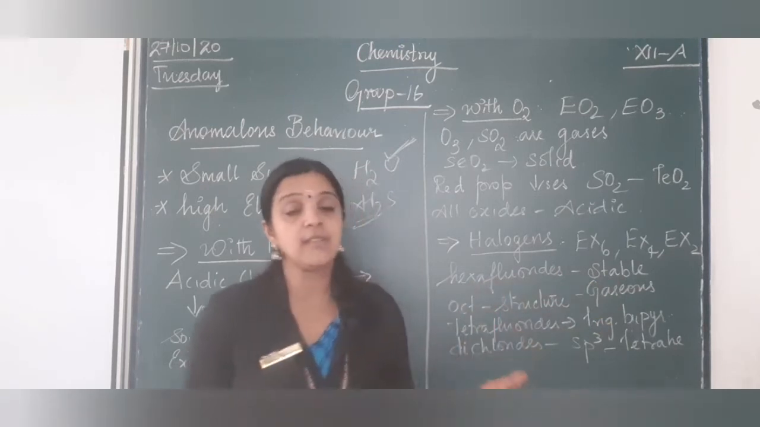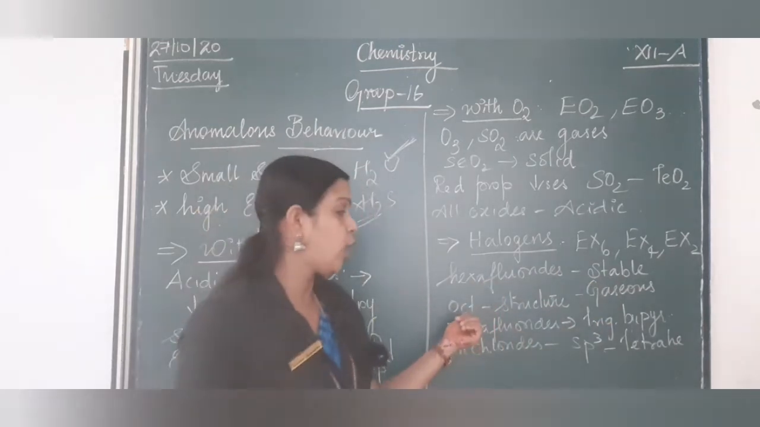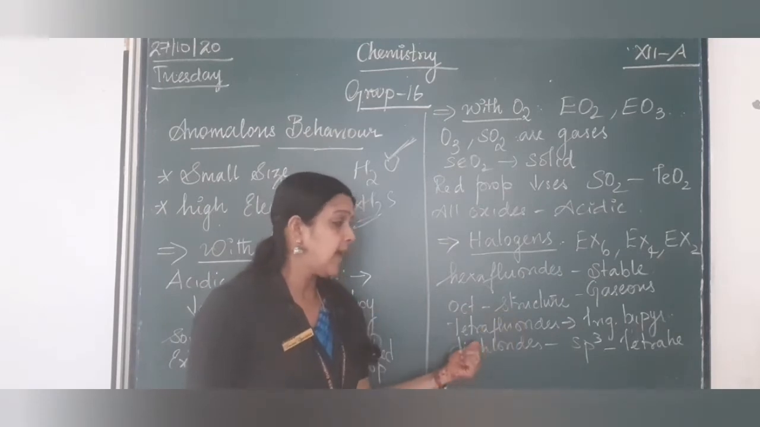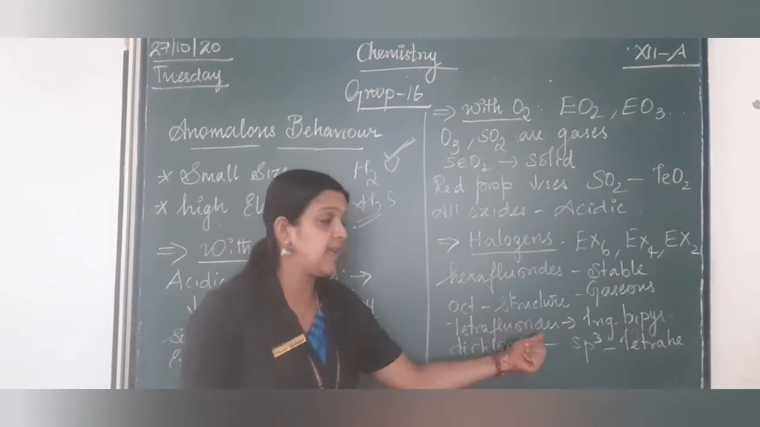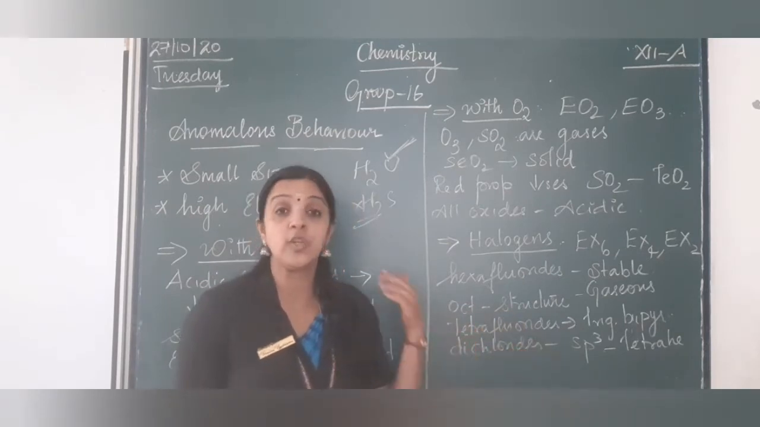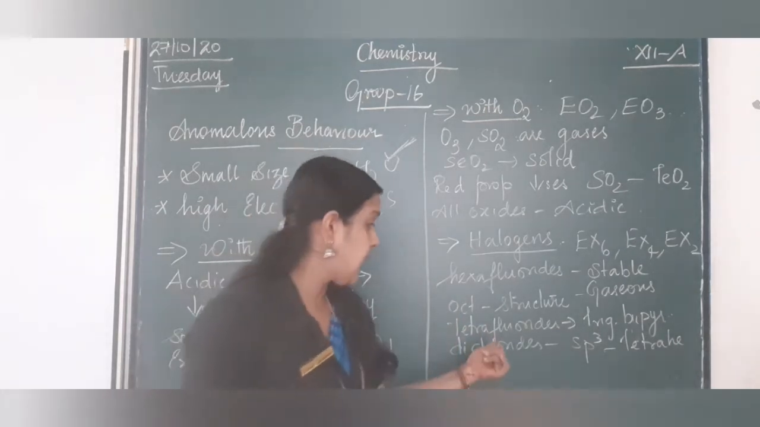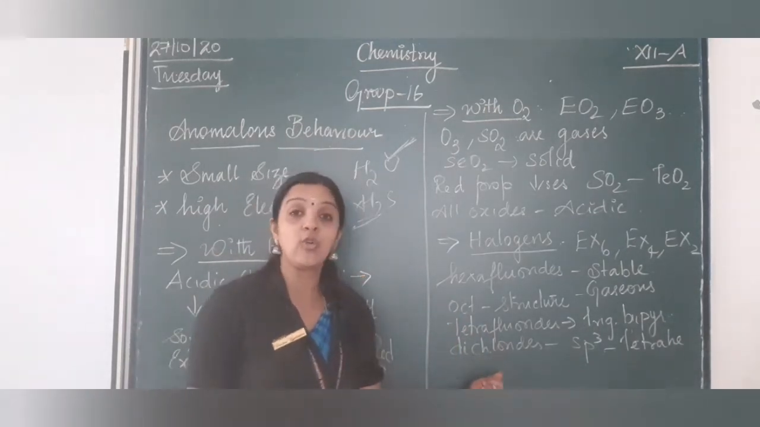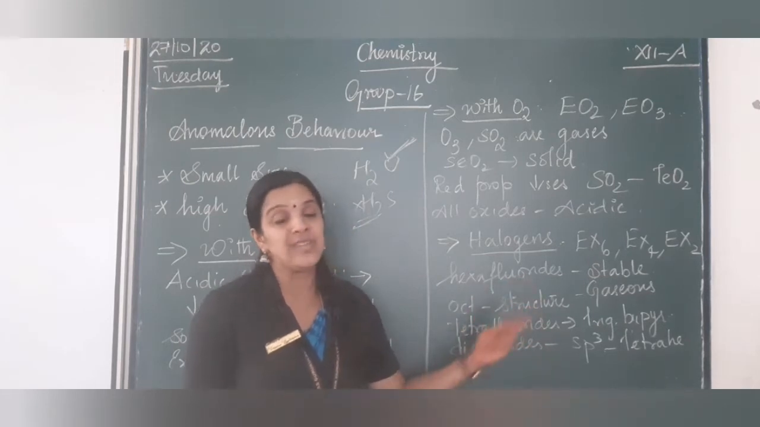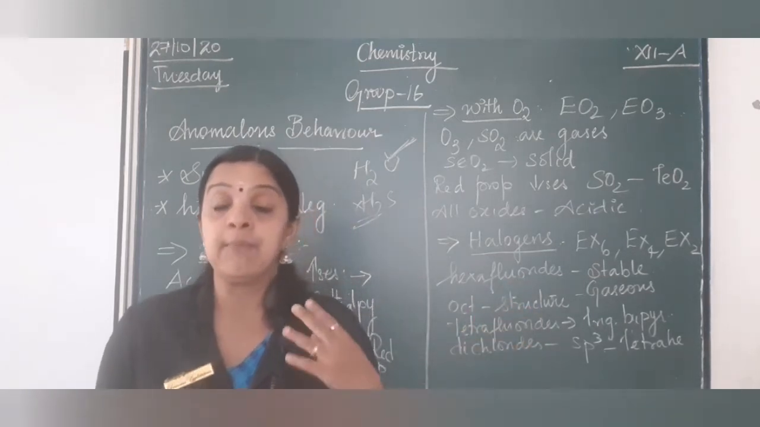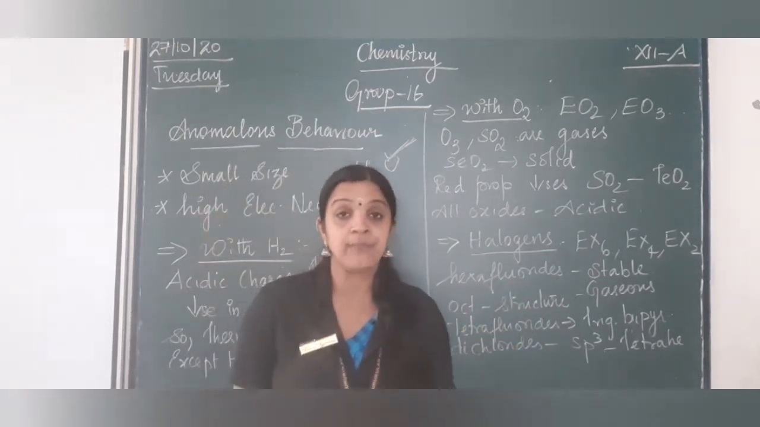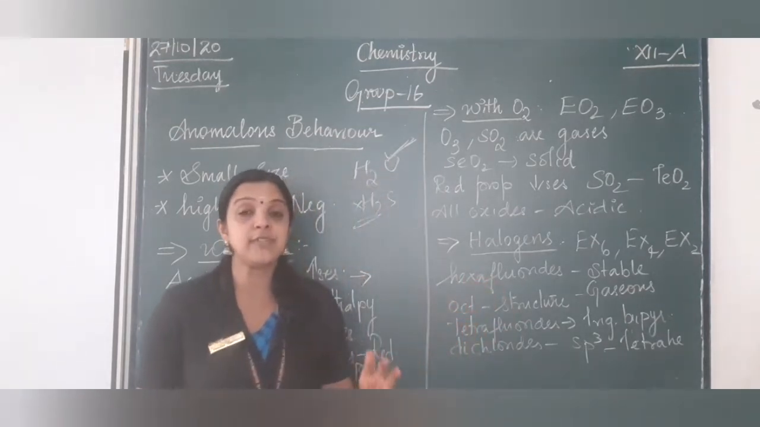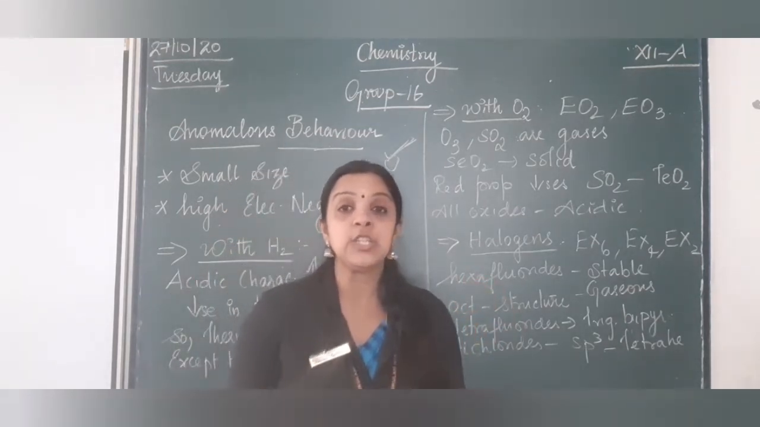We know hexafluoride means they definitely form an octahedral structure. And when you come to tetrahalides, they have a trigonal bipyramidal structure with a lone pair of electrons. And dihalides, in that dichlorides and dibromides are formed with sp3 hybridization, being tetrahedral in nature. So these are the basic things that we should be knowing about 16th group elements.